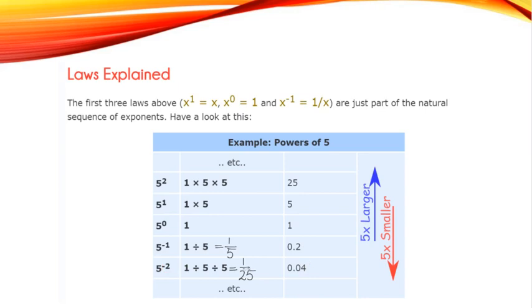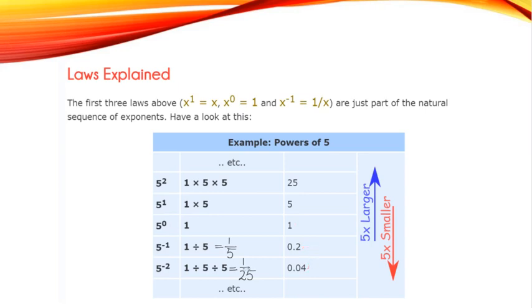Okay, so let us start from here. Suppose you have 25. If the exponent decreases by 1, the number decreases by how much? 5 times. Similarly, if the exponent decreases by 1, the number again decreases by 5 times. Each time the exponent decreases by 1, the number decreases by 5 times.